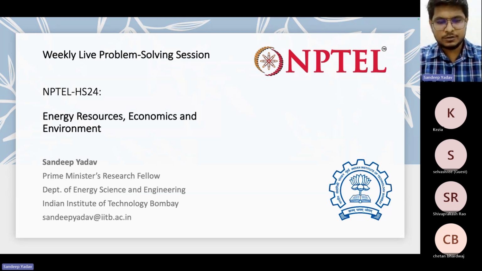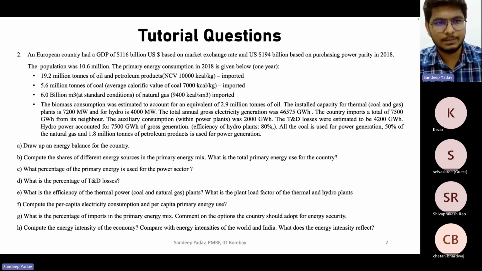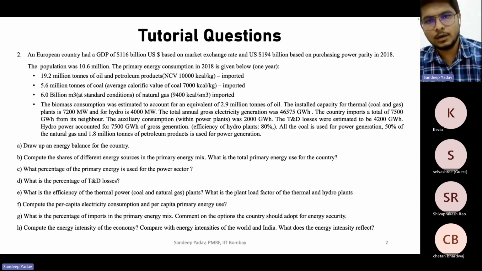So before starting, I ended up in the past week with one problem that we were solving, and that was tutorial question number 2. If any one of you is having any problem in that, I can solve it because we have not solved it yet. It was a remaining problem. So I can start with this problem and then we'll see what will be the course of action for this week.